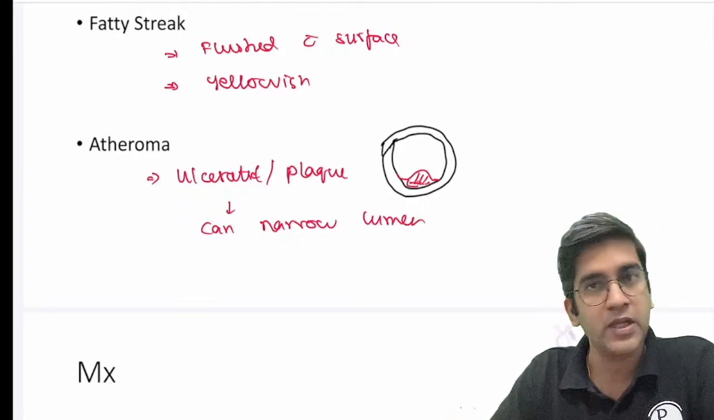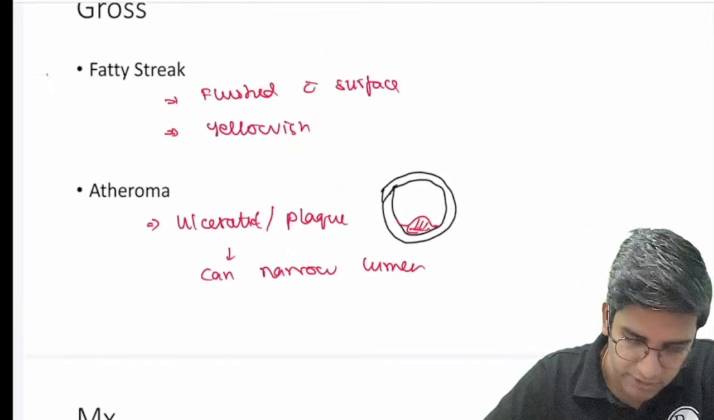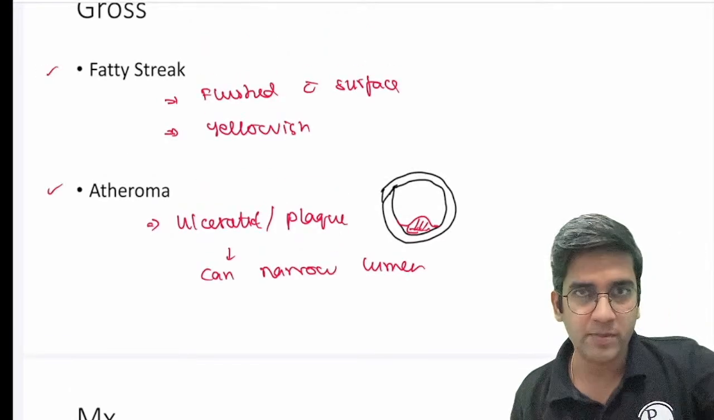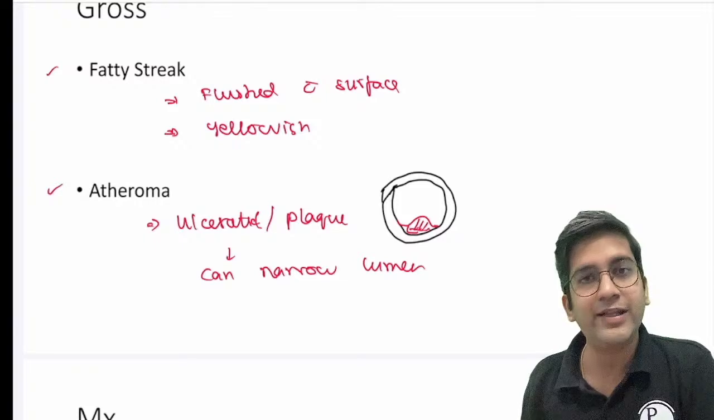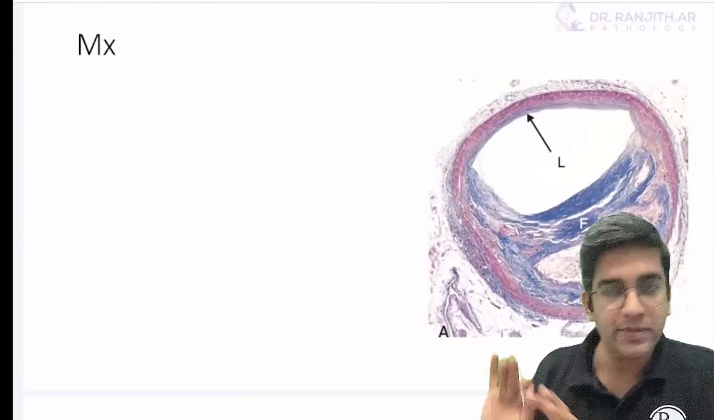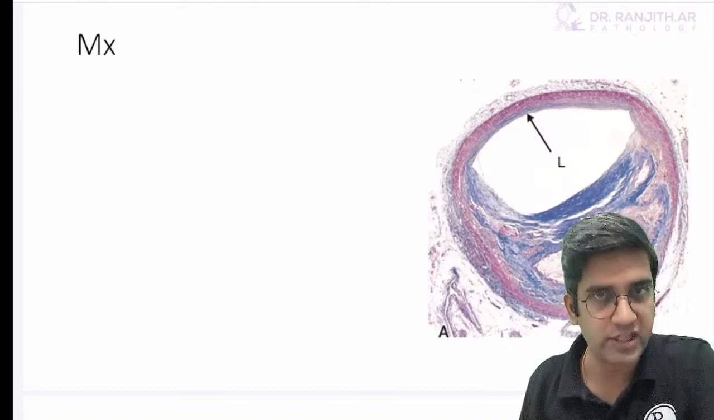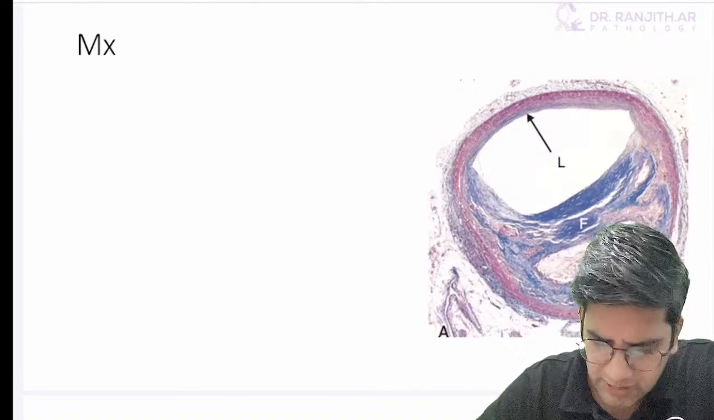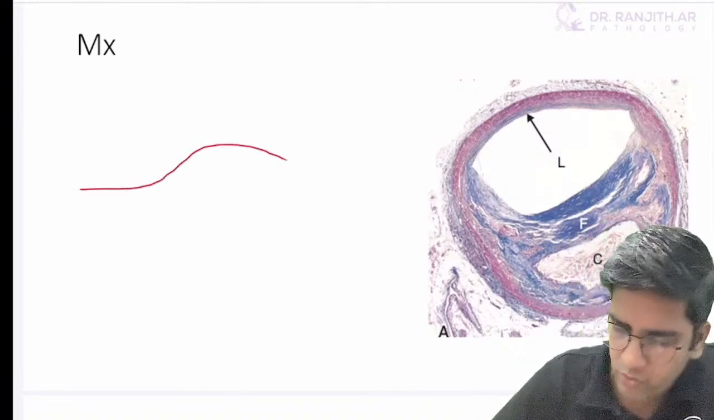Now microscopy. Again, microscopy, use these terms. We already know the microscopy of your fatty streak. I'm not going to emphasize here. My main goal is the microscopy of atheroma, right? Microscopy, this is an image from Robbins. If possible, draw the image. If not, just draw a descriptive diagram. Same way what we drew, right?